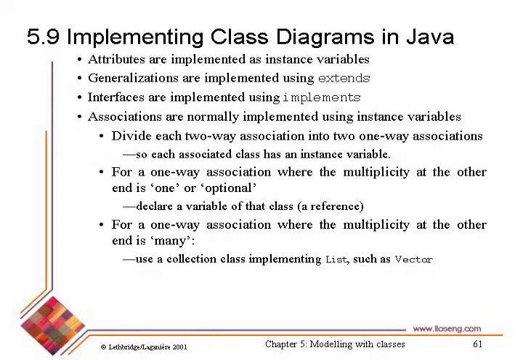So I've told you abstractly how to go about implementing these things, by the methods that you call. In Java, we have certain specific code idioms that we're going to use. We're going to implement all our attributes as instance variables. We're going to implement our generalizations using extends, and interfaces using implements. That's pretty straightforward. Associations use instance variables as well, normally.